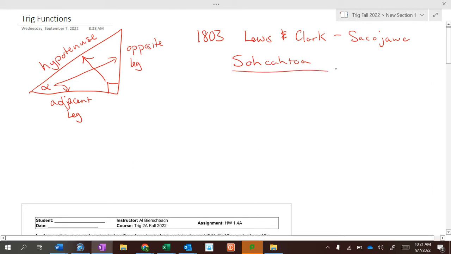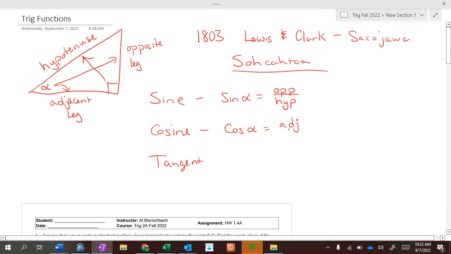Okay? And SOHCAHTOA is a mnemonic device. What does it help us with? Well, it helps us with sine, cosine, and tangent. Now, the sine of an angle, we abbreviate as sin, equals the opposite leg over the hypotenuse. The cosine of an angle is equal to the adjacent leg of a triangle over the hypotenuse. It's a ratio. And the tangent, abbreviated tan, is equal to the opposite side over the adjacent side.